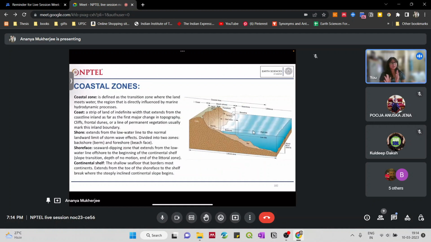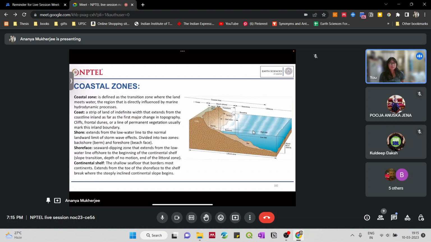Now we come to the distinction of the different zones with respect to coasts. Dunes, as Kuldeep asked, usually form at the backside. It's not usually in the areas where there is active action of water. It's behind the coast, towards the land, where dunes are being formed.